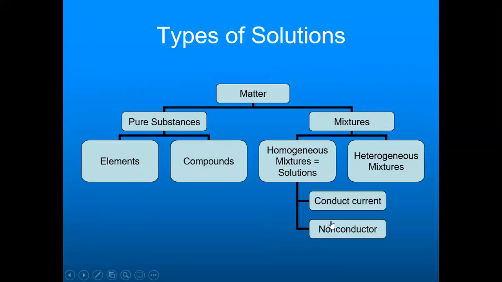Okay, so just copy this flow chart. Matter can be converted into pure substance and impure, known as mixture. Pure substance is further divided into elements and compounds, and mixture is further divided into homogeneous and heterogeneous mixture. Homogeneous may or may not conduct electricity.